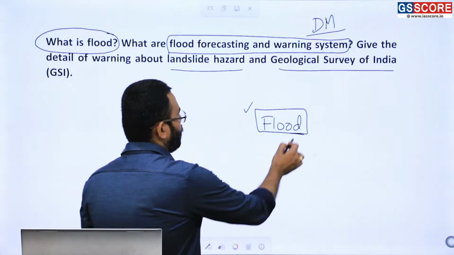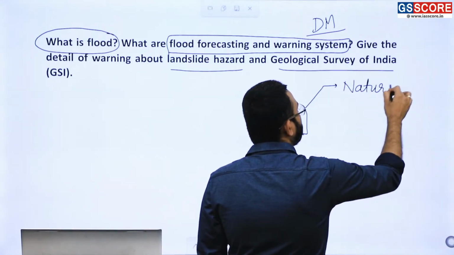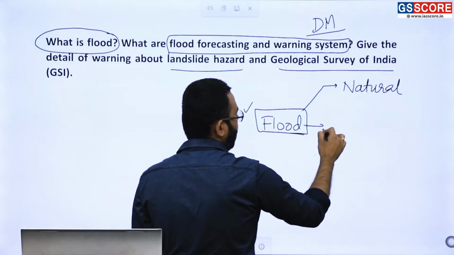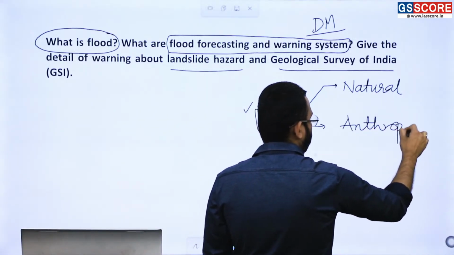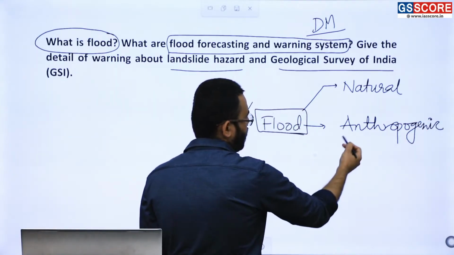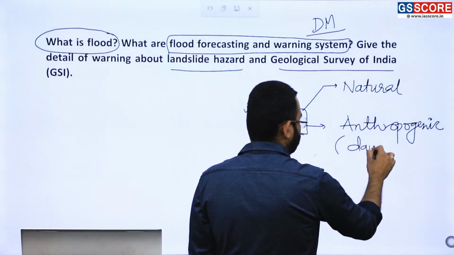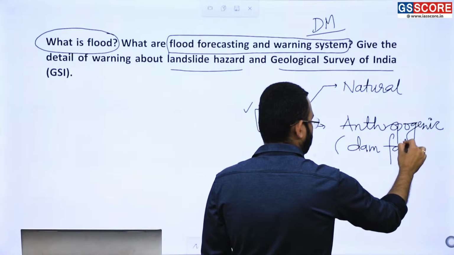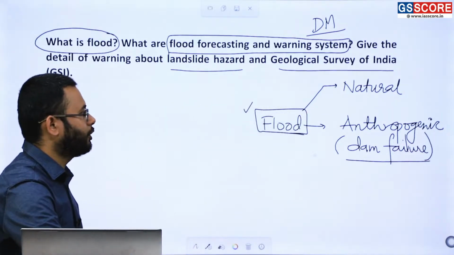So you will have to talk about both natural causes and anthropogenic causes. Here what kind of example can you take in anthropogenic causes? Suppose dam failure. Dam failure can be taken as an example of anthropogenic causes.